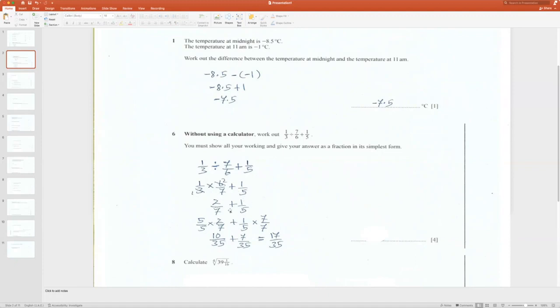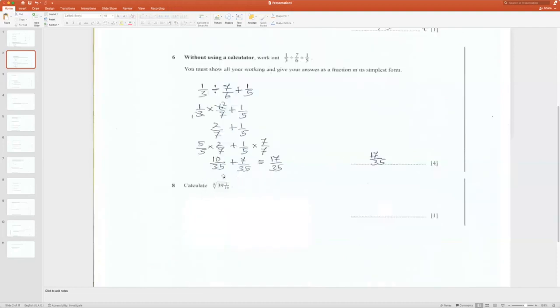Then we are doing the addition. Here we have to get the same denominator. So to get the same denominator, we multiply this 5 and this one with 7. So 5 times 2, 10, 7 times 5, 35, plus 7 times 1, 7, and 5 times 7, 35. So 10 plus 7, 17. 17 over 35 is the answer.